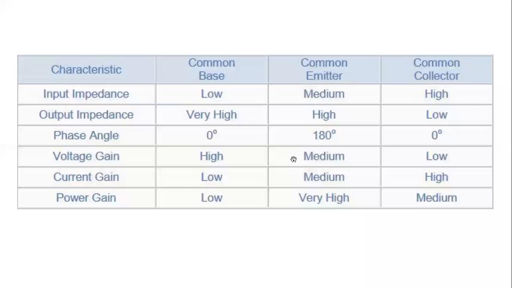Finally, from here we can see that in the common emitter, the voltage gain and the current gain are both medium. That's why this is the most popular, because from here we get the maximum power. Medium means not less, not high, so we can easily get the maximum amount of power. That's why the common emitter circuit is the most popular circuit.